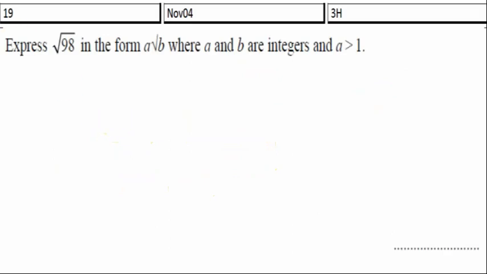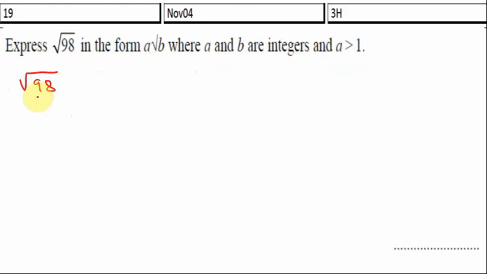Now let's solve some questions from past papers. This is question number 19 in November 2004, paper 3H. Okay, express root of 98 in the form a root of b, where a and b are integers and a is more than 1. Okay, we have root of 98.